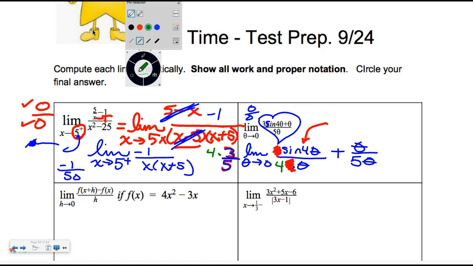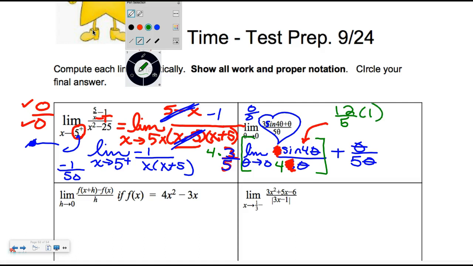I have a 12/5 out front times, what does this whole thing go to? This is one of the harder ones. What does that whole chunk go to? 1. So it's really 12/5 times 1. So I'm going to say 12/5 times 1.